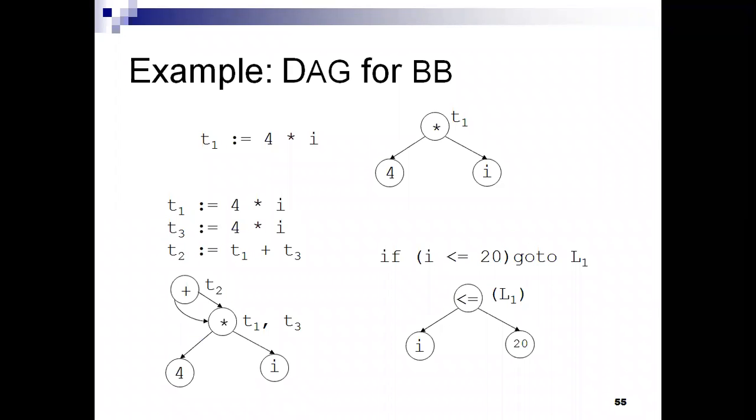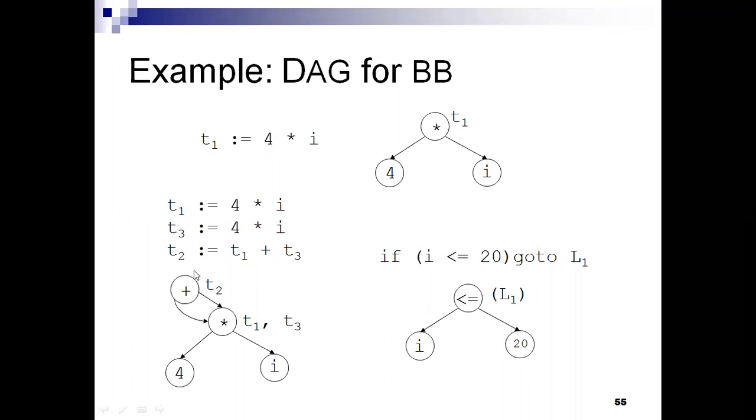And see here, we have different representations of the DAG, which means different examples. For example, if t1 is equal to 4 into I, this is the way of representing the DAG. And here we have another representation: t1 is equal to 4 into I, and t3 is for the same temporary storage variable. t3 is also defining the same statement. So put a comma and write down t3, and t2 is t1 plus t3.